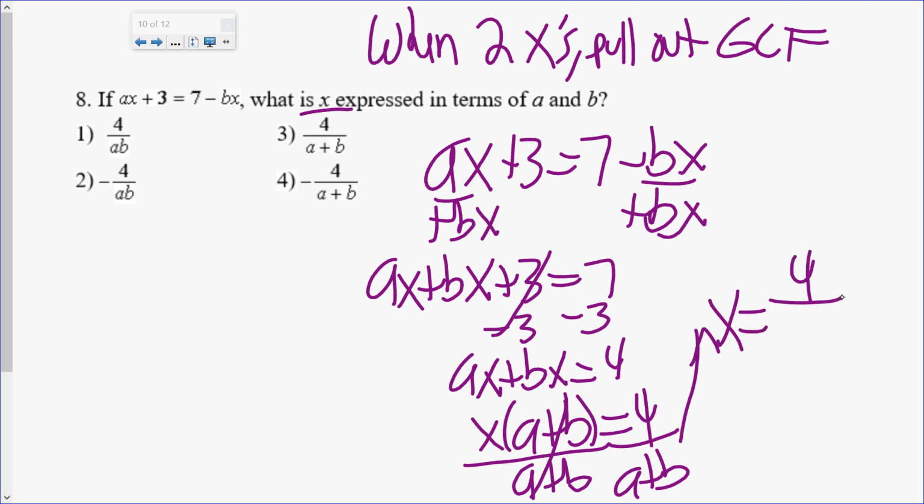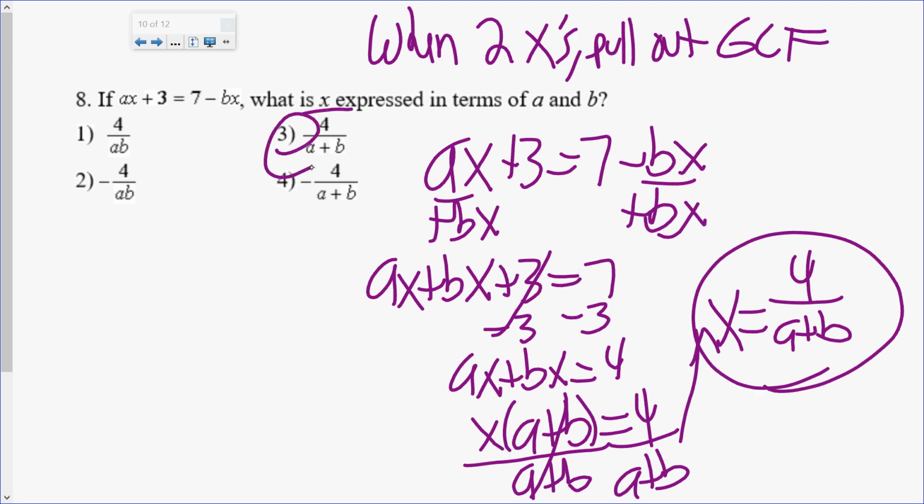Again, the whole gist of this lesson, I can't combine unlike terms. So 4 over a plus b is 4 over a plus b. And that's my answer, choice 3. And that's it. So just follow the same steps of equation solving. Don't combine unlike terms. Number 8 had a little twist. There's 2 x's. You're going to have to pull out a GCF in order to get the variable written just once.